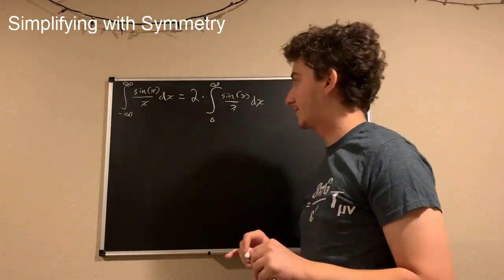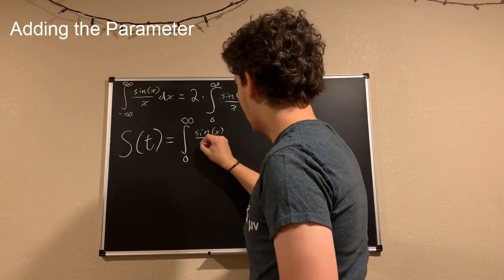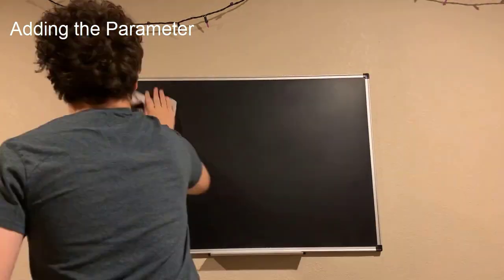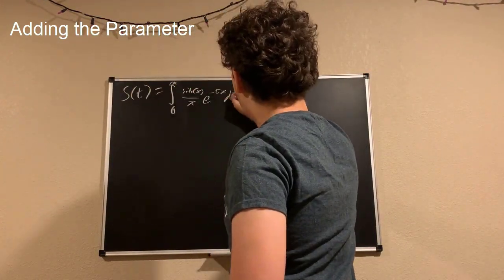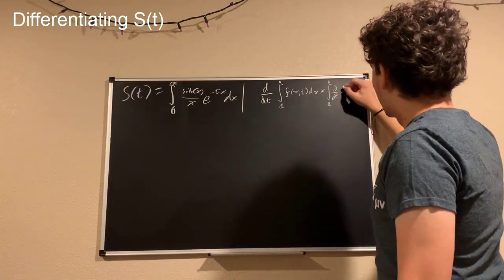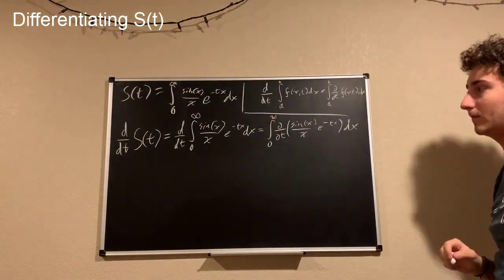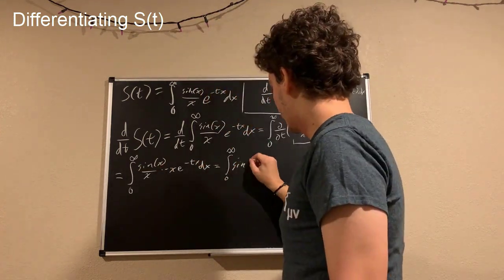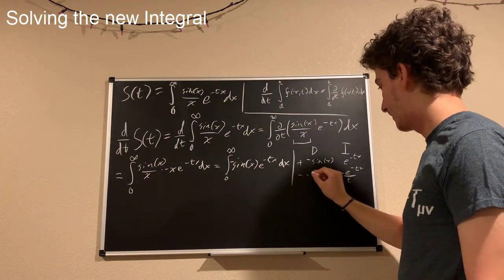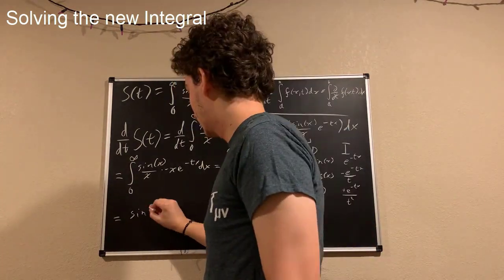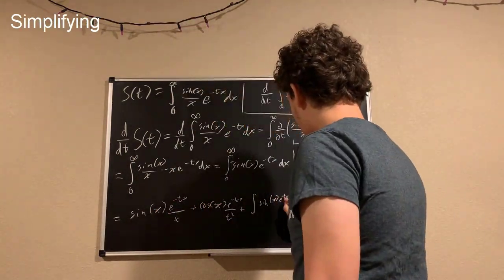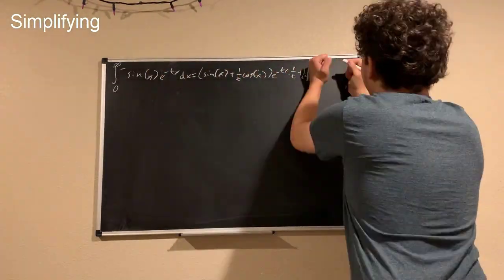The function's symmetry lets us simplify. We're going to define a new function which has a parameter t, and so we're going to use what's called Leibniz technique for differentiating under the integral sign. We're going to differentiate this with respect to the parameter. This integral is possible to evaluate using normal integral techniques, and then we can factor.